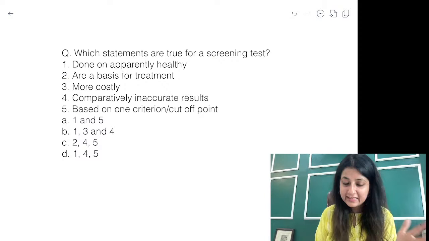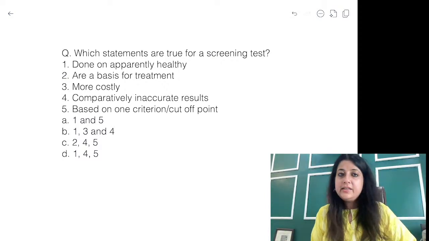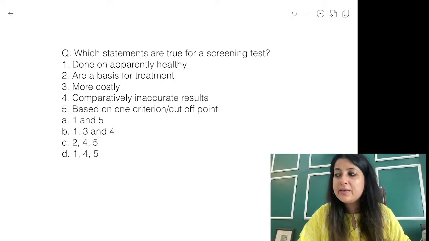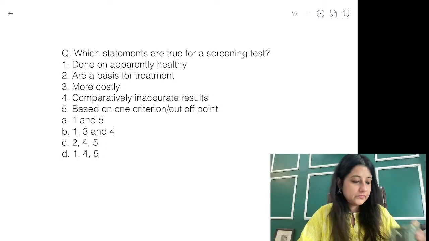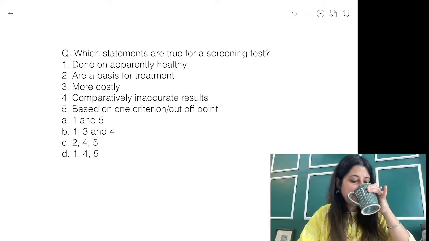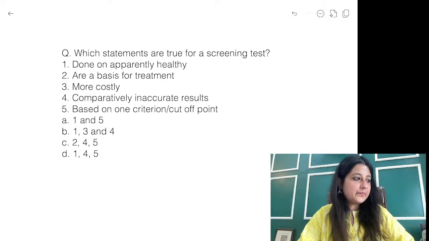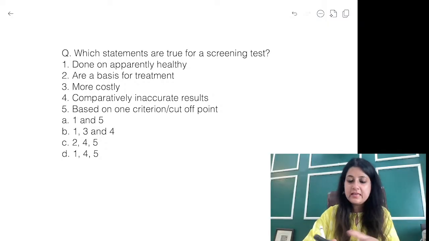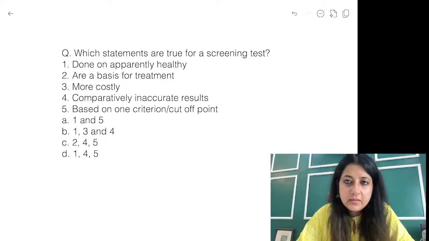Okay, back to screening. Look at this and answer. Which statements are true for screening test? Difference between screening and diagnostic test. What happened? Nobody is answering. Okay, take your time. Study with Doc has come up with B. Sandesh has come up with B. Most of you are writing B.